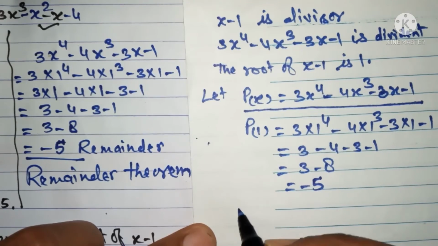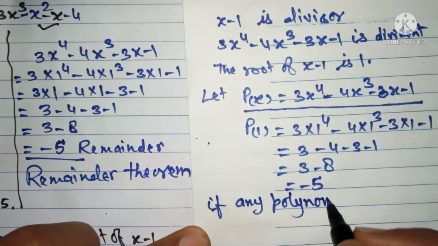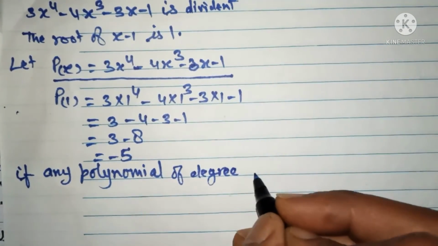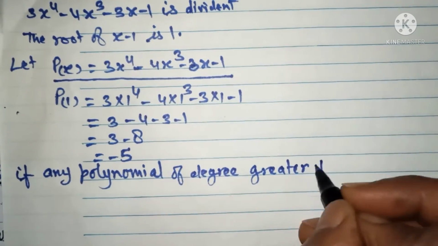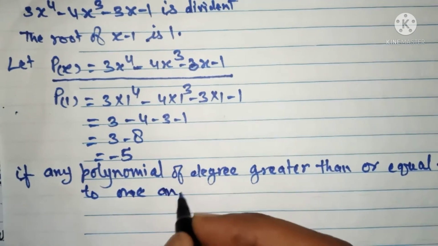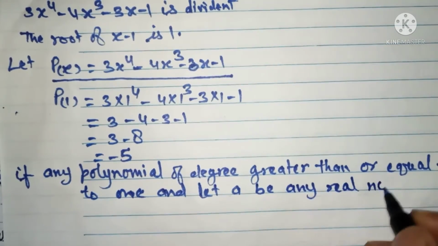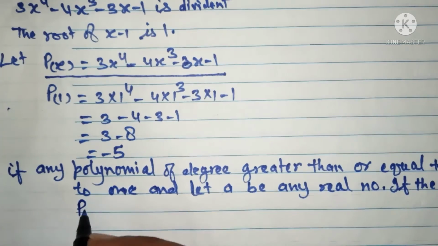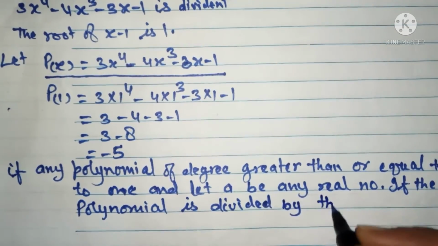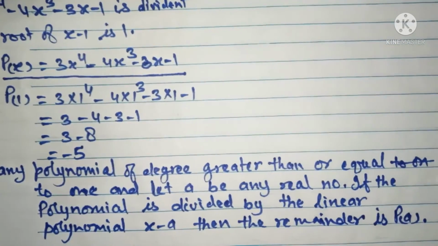We can say, if any polynomial of degree greater than or equal to 1, and let a be any real number, the polynomial is divided by the linear polynomial x minus a, then the remainder is pa.